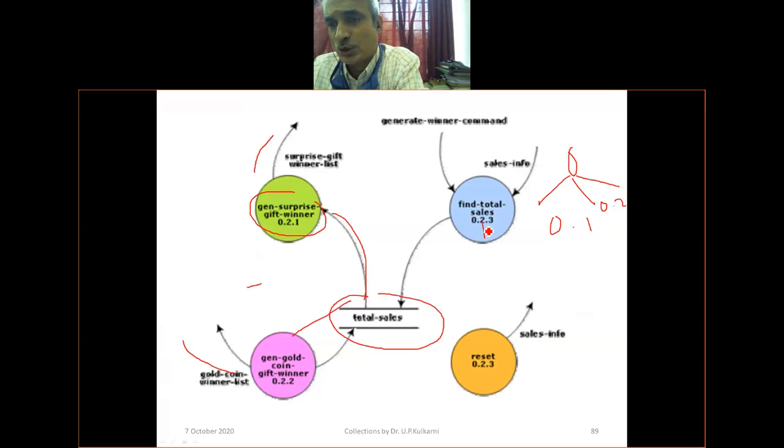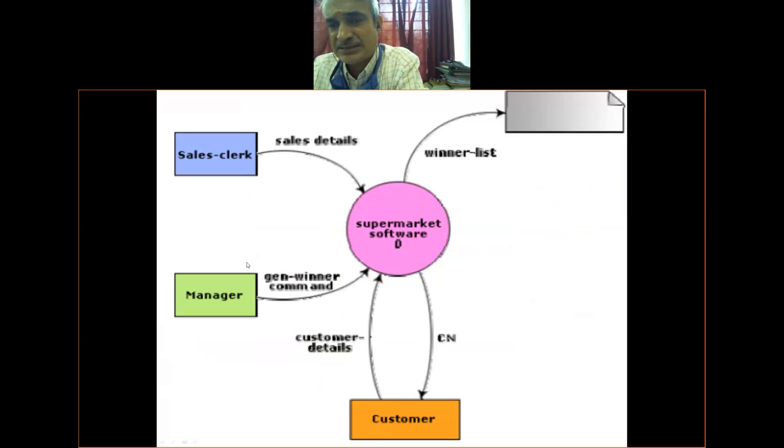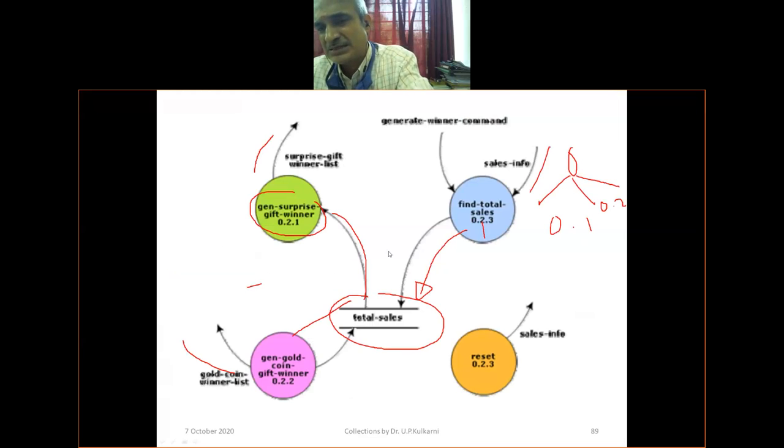Now to find the total, sales information is given as input, right? And it generates something here. Then it will put everything in its repository. Please understand, the 0th level you have seen before. This 0th level you can break into 0.1, 0.2, 0.3, and 0.2 in this case as a sample, because something is being skipped here that you people have to do. 0.2 is further explored in this way.